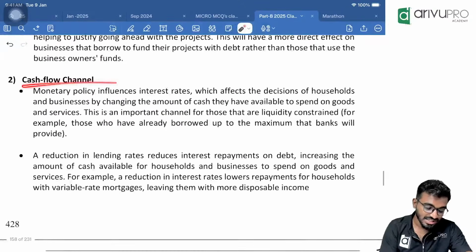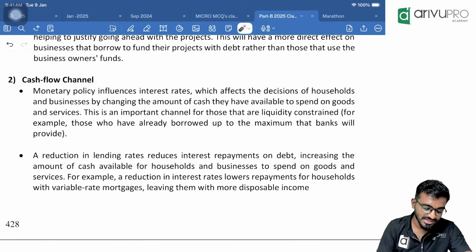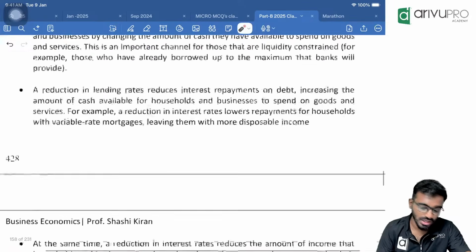Next comes cash flow channel. Very simple concept. When will the money flow inside the banking system? When will the money flow outside the banking system? That is also mainly dependent on interest rates. Interest rate high, money flows inside the bank. Interest rate low, from the bank going outside.